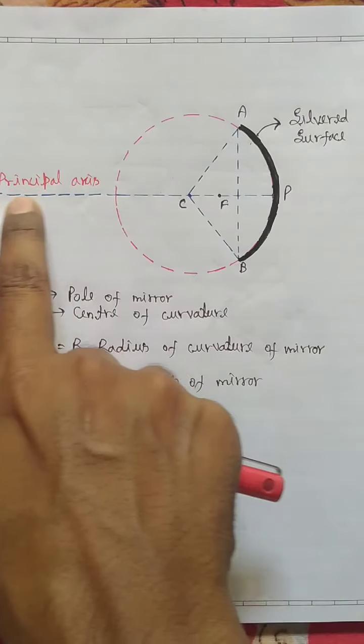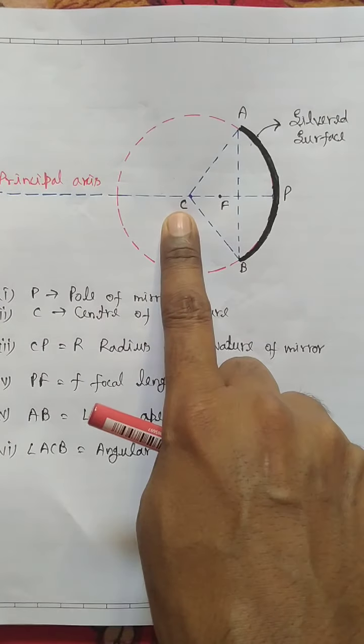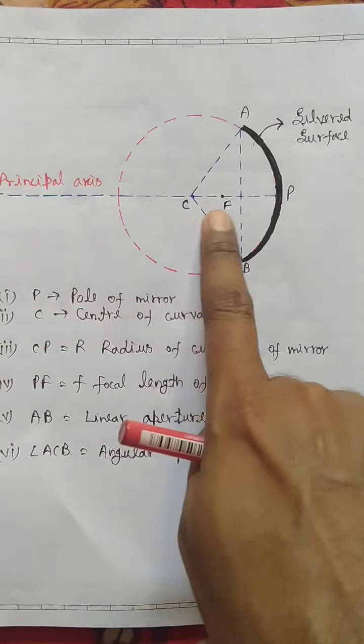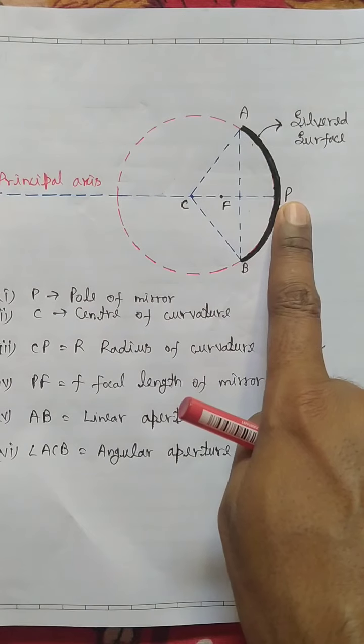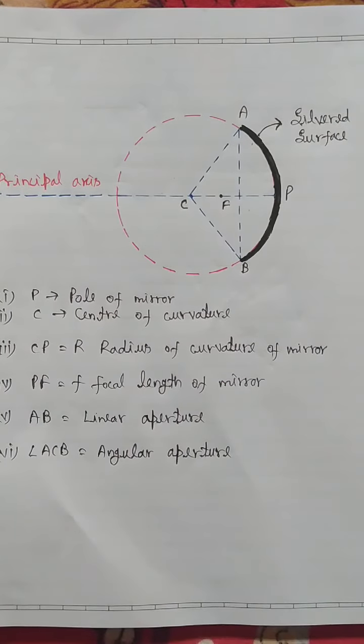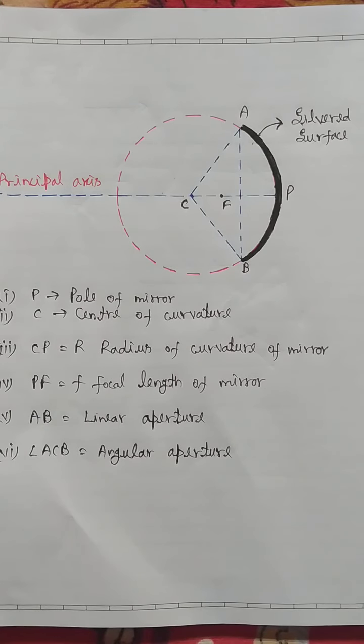Now next, principal axis. This is this line. The line joining the center of curvature and the pole is called the principal axis. That means the line PC. The line PC passing through the pole and the center of curvature of the mirror is called its principal axis.